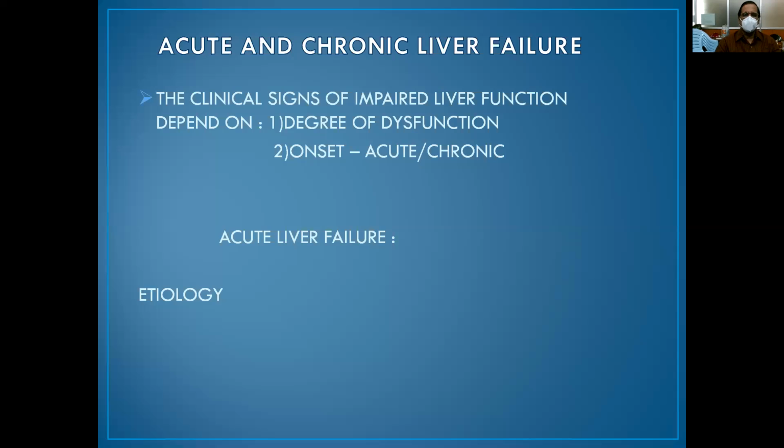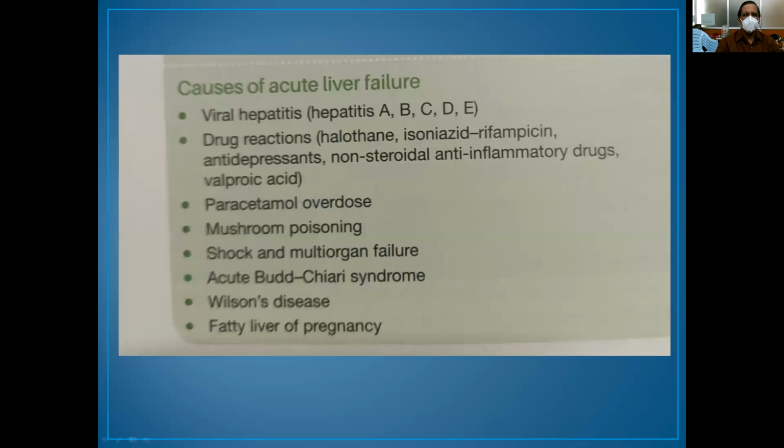Right. So in acute and chronic liver failure, the clinical signs of impaired liver function depend upon the degree of liver dysfunction and also the onset. Is it acute or chronic in onset? And causes of acute liver failure, because in medicine it is given, and in the latest edition of Bailey and Love also they have given some tables. These tables are very, very important, and you must always read these tables because these are the questions asked in the NEET examination.